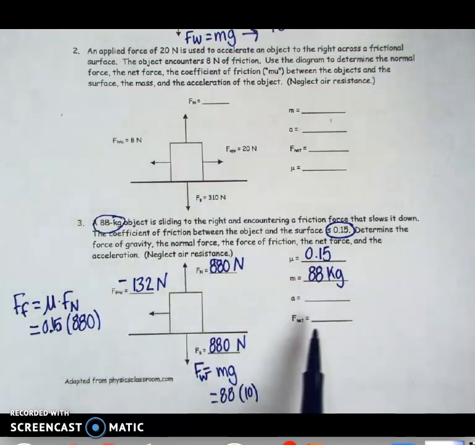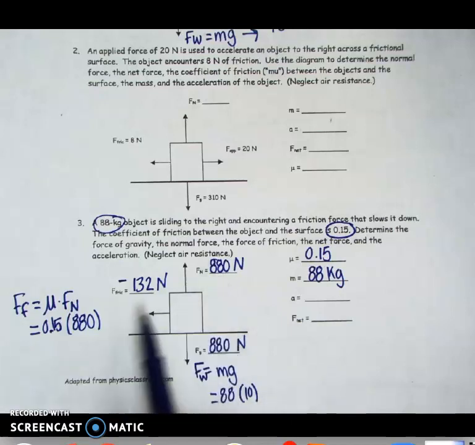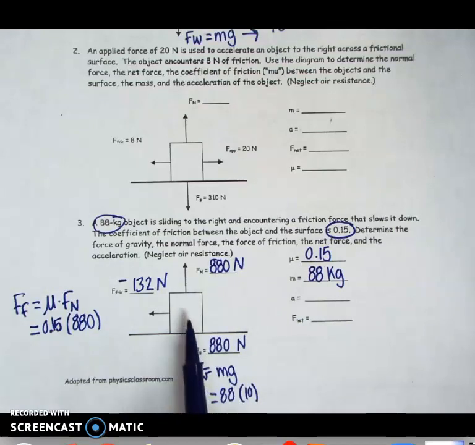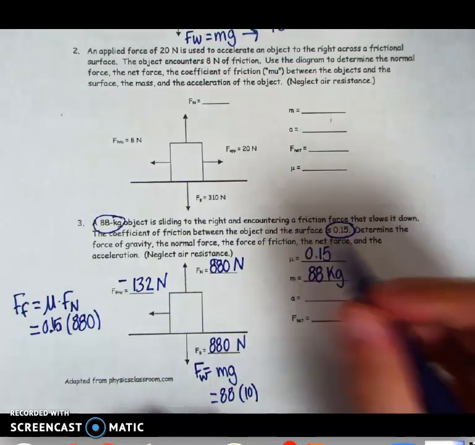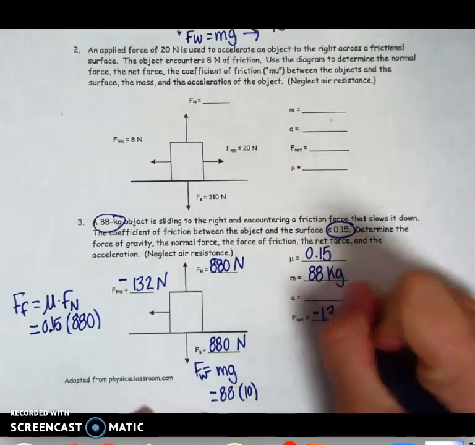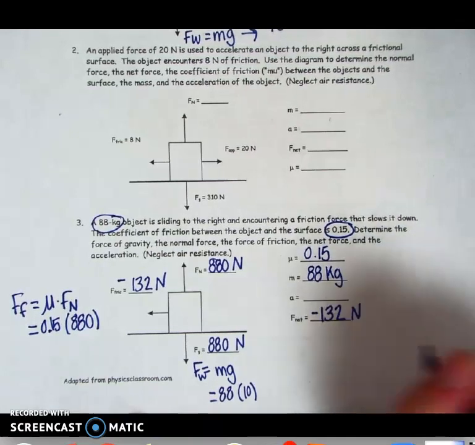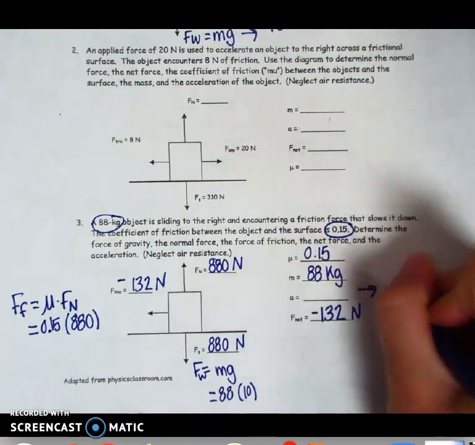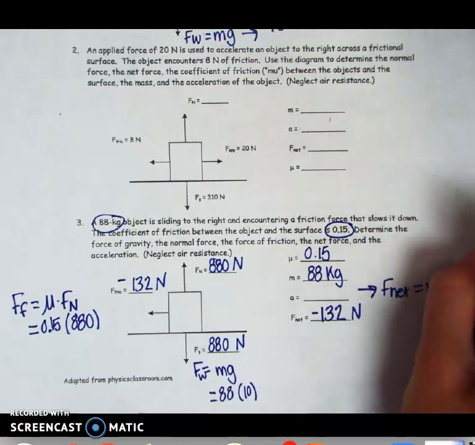So now we can figure out our net force. We can say our vertical forces are balanced, but our horizontal forces aren't balanced. And so this would really end up being 132, and there's nothing on the other side. So our net force is just going to be negative 132 newtons as well. All right, then the last thing to solve for is acceleration. We're going to say that F net is equal to mass times acceleration.